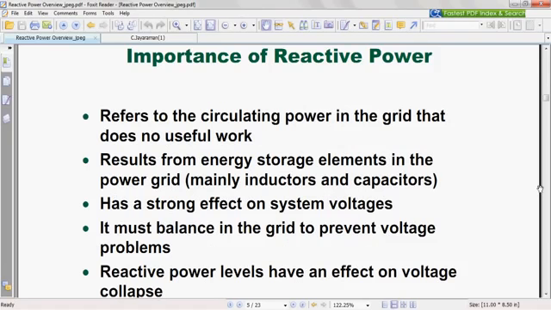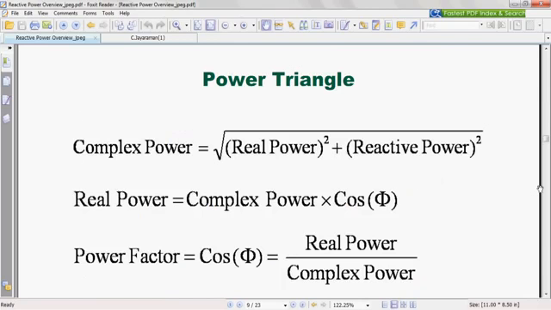Here are some important points on why we need reactive power. It balances the grid to prevent voltage problems. Reactive power levels have a strong effect on the system voltage and on voltage collapse. You can change the system voltage by injecting reactive power. So a lot of things can be controlled with the help of reactive power.